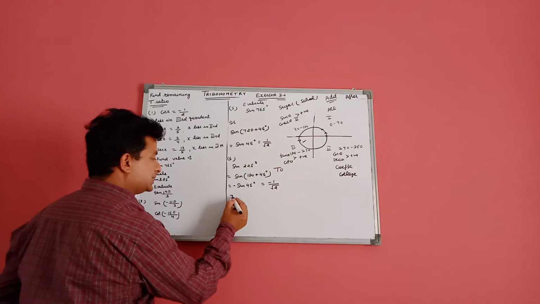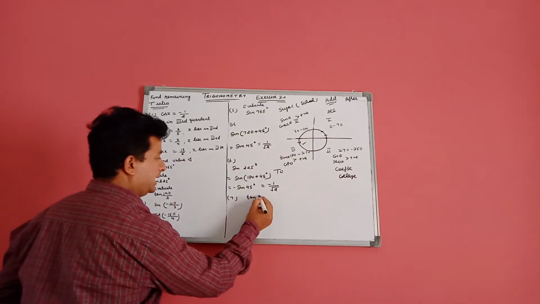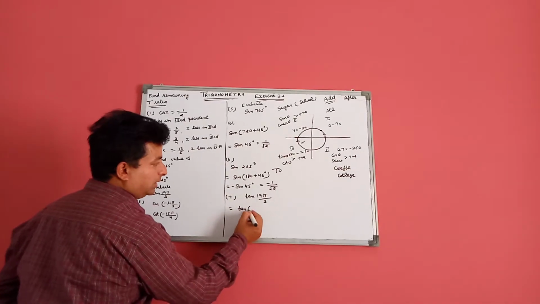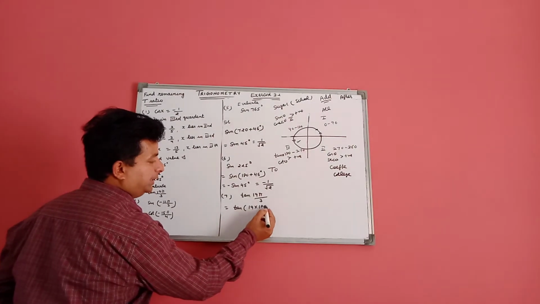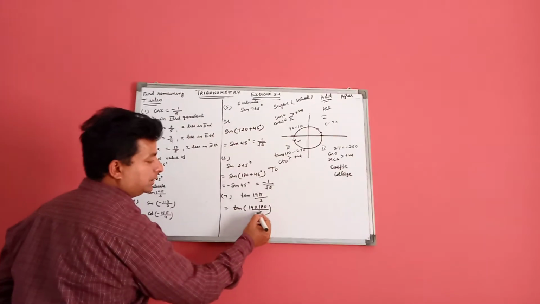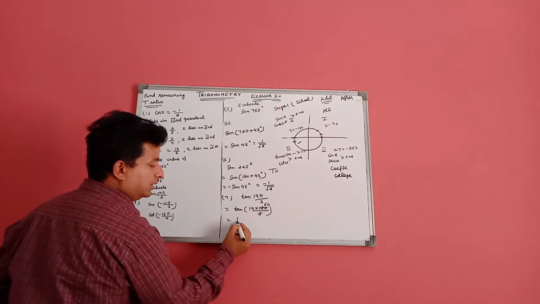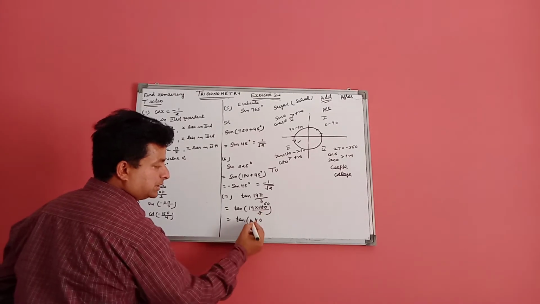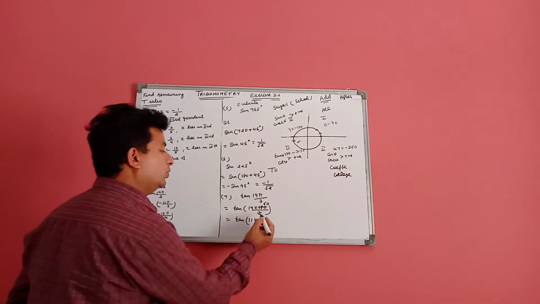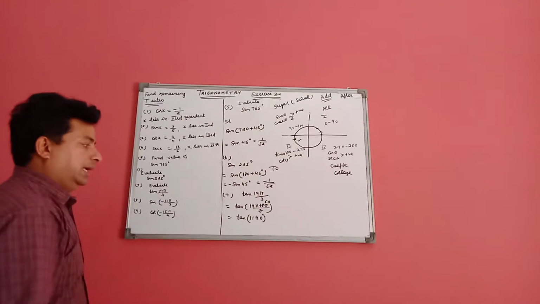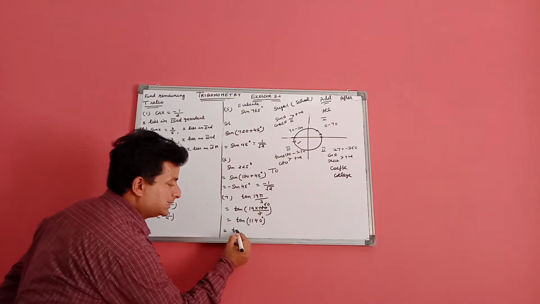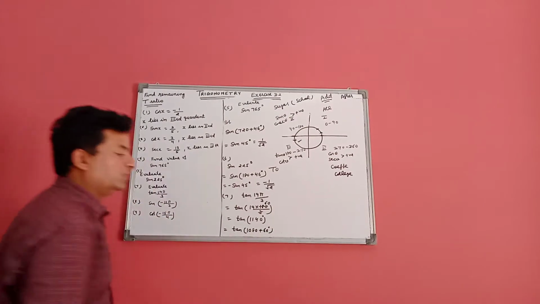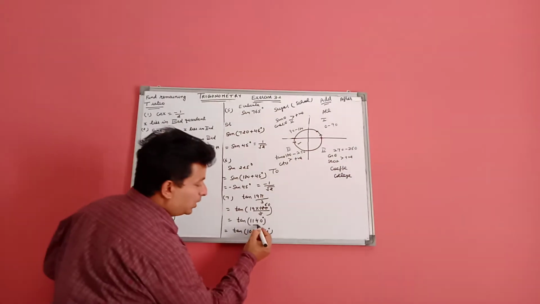In question number 7, there is tan 19 pi by 3. As we know, the value of pi is 180, upon 3. This cancels out as 60. That is tan 1140 degrees. We write it as 1080 plus 60. First of all, we find this quadrant.